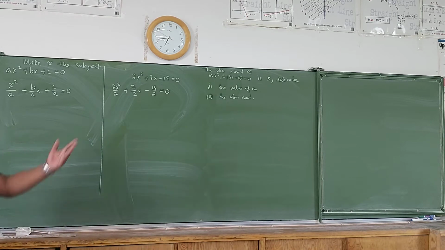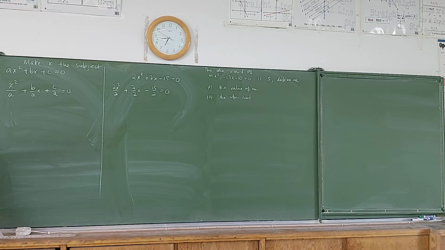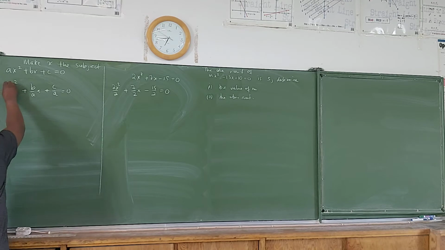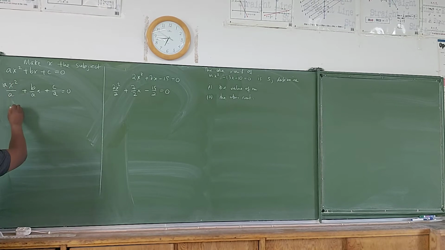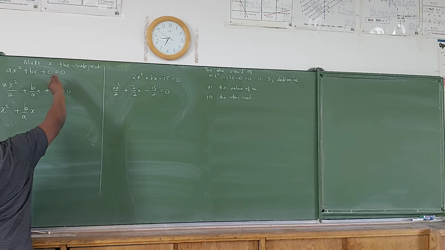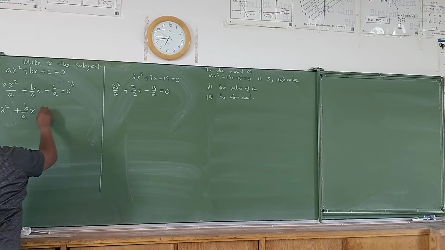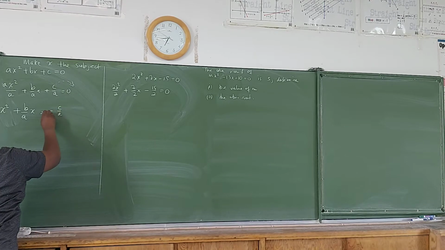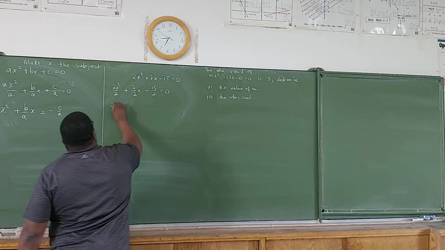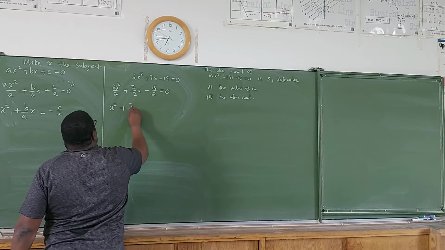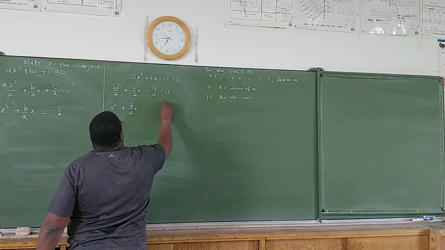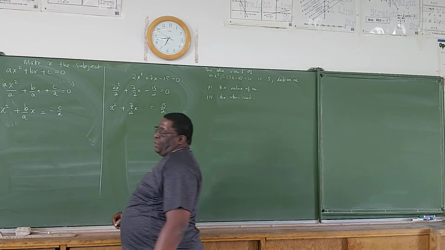The idea is to solve the equation, and the solution comes from this formula, also known as the quadratic equation formula. Obviously here the a's will cancel. You'll be left with x squared plus b over a x, minus c over a. So in this case, x squared plus 7/2 x is equal to 15/2 positive.